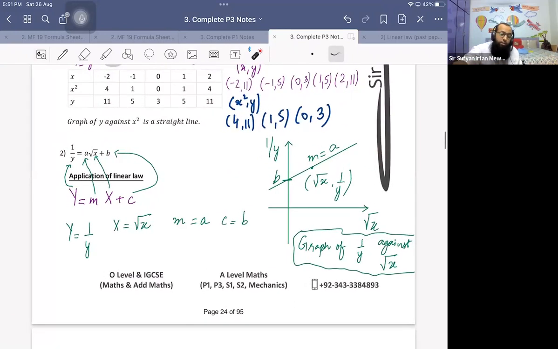I think I have been able to communicate myself. So this is another example of explicit equation which we didn't have to convert by ourselves. It was already converted. We just need to compare the given equation with the linear form, and we need to see what variable we need to take on the vertical axis and what on the horizontal axis, right?